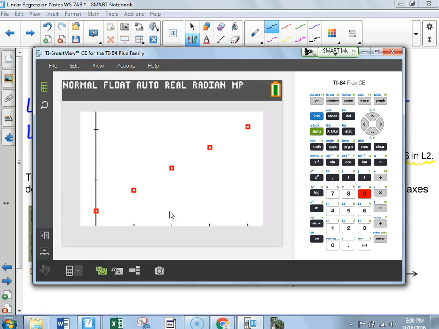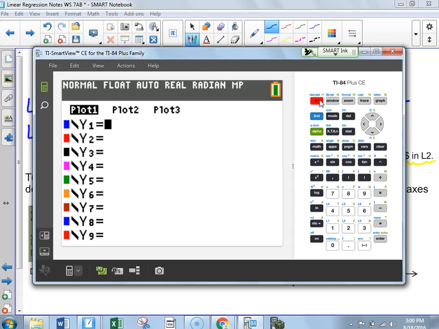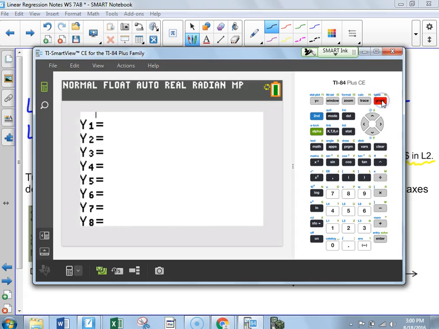Anybody else? Yep. If you get extra things, sometimes I'll get a line going sideways through there or a piece of a parabola or something. All that means is if you go to y equals, you have something typed in there. Okay? Just clear this all out. Otherwise, it's trying to squeeze that into your graph as well. All right.